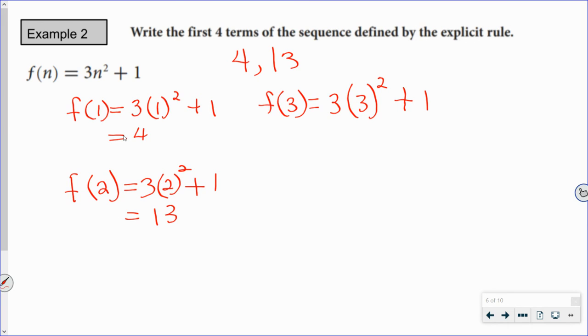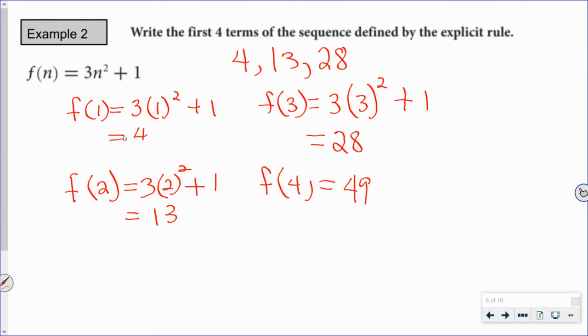27. Yeah, plus 1, 28. Right, so my third term is 28. You know the last one? 49. All right. So what is it?